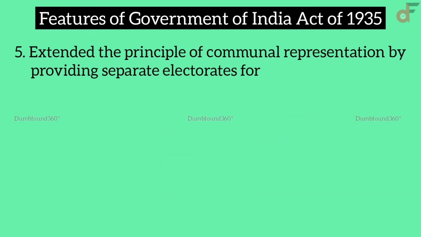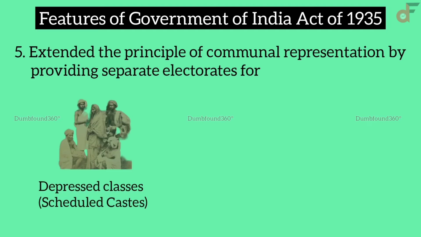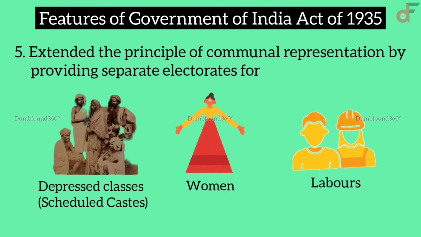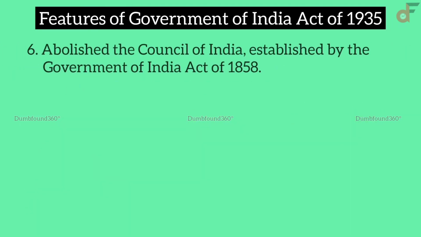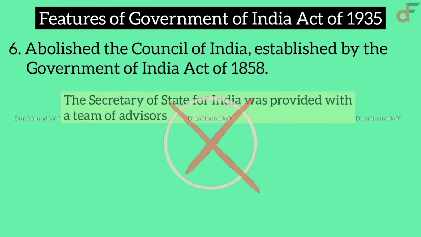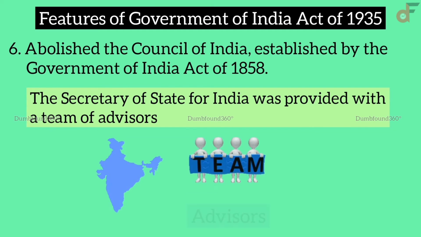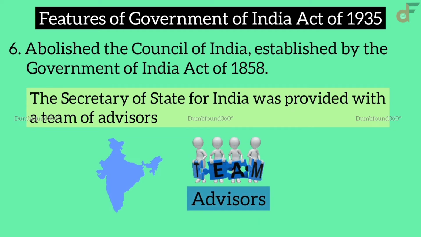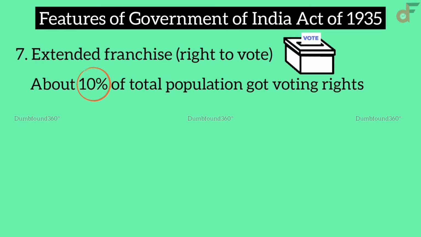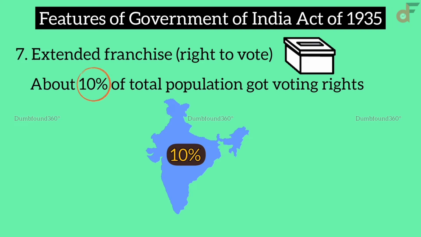5. It further extended the principle of communal representation by providing separate electorates for depressed classes, that is scheduled castes, women and labourers. 6. It abolished the Council of India established by the Government of India Act of 1858. The Secretary of State for India was provided with a team of advisors. 7. It extended franchise. About 10% of the total population got the voting right.